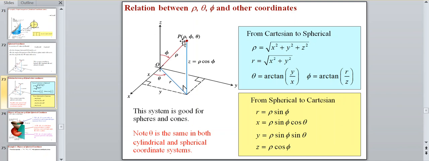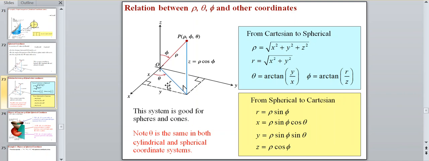And now this side of this right angle triangle, what is this? Rho sine phi. But this rho sine phi is actually r. These two are the same. So rho sine phi is r. Now look at this right angle triangle here. In this right angle triangle, x is r cosine theta. But r is rho sine phi.